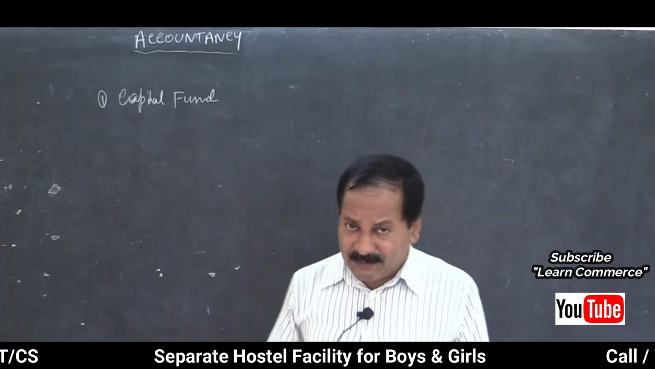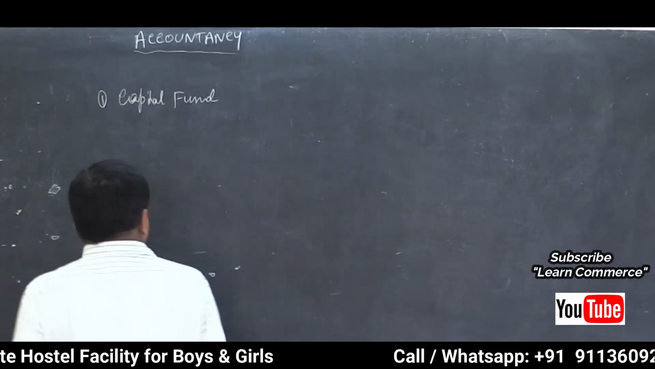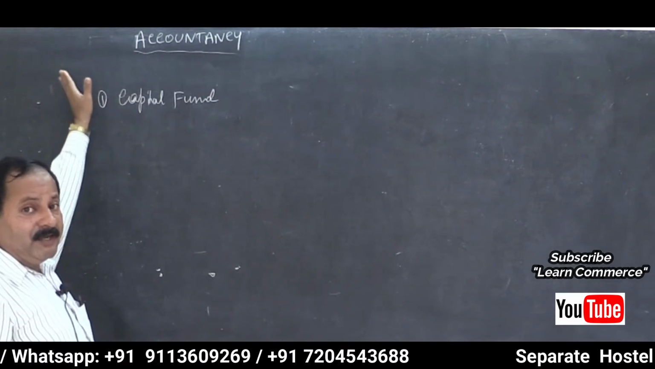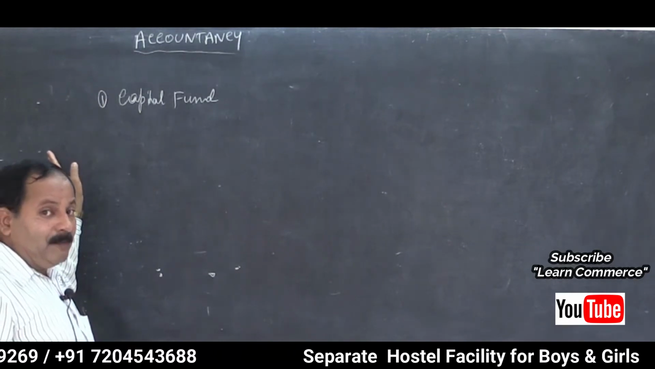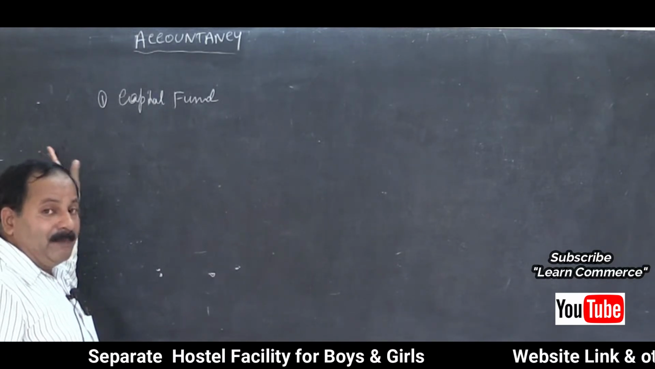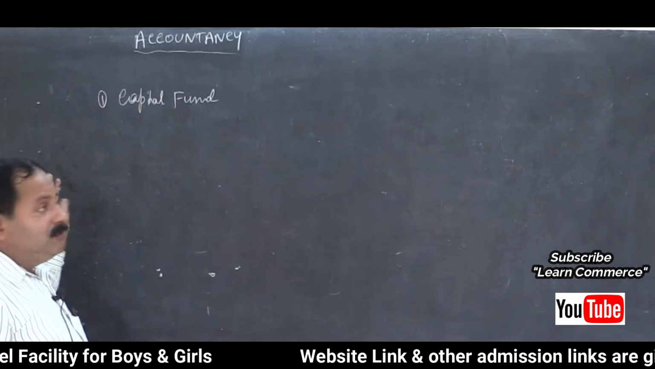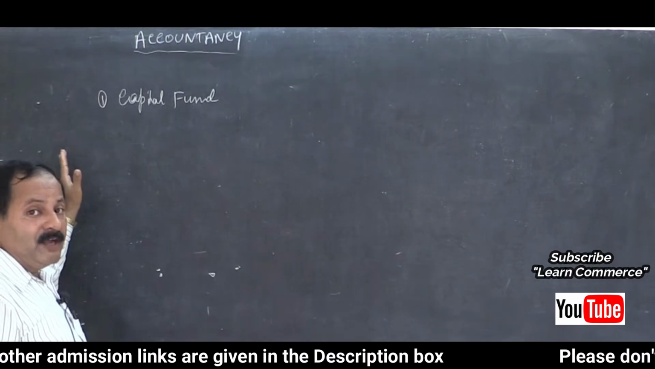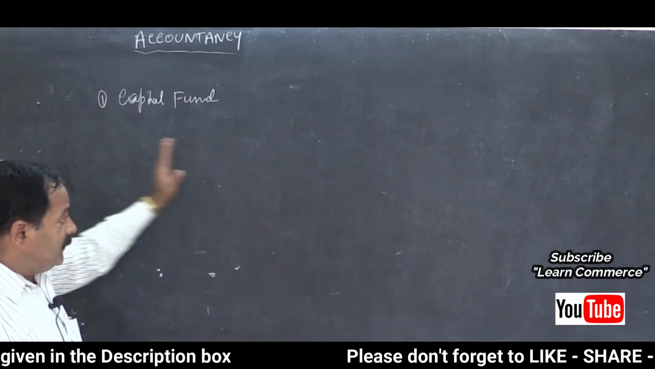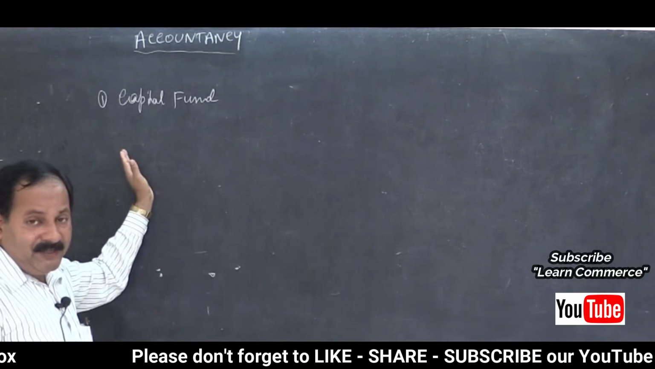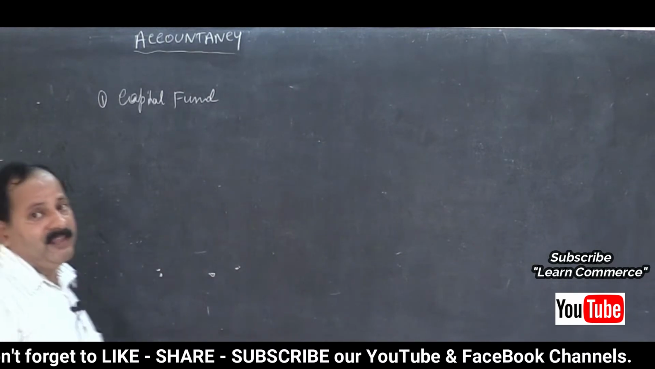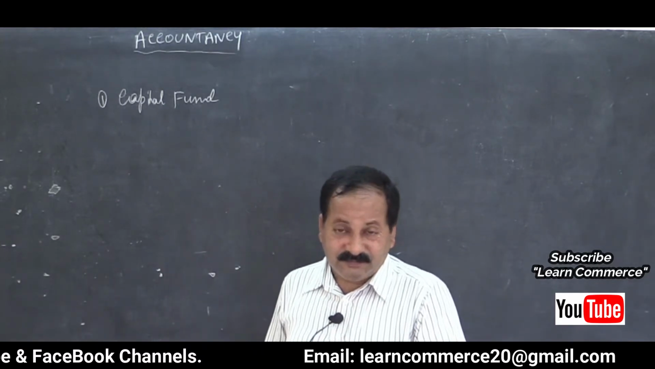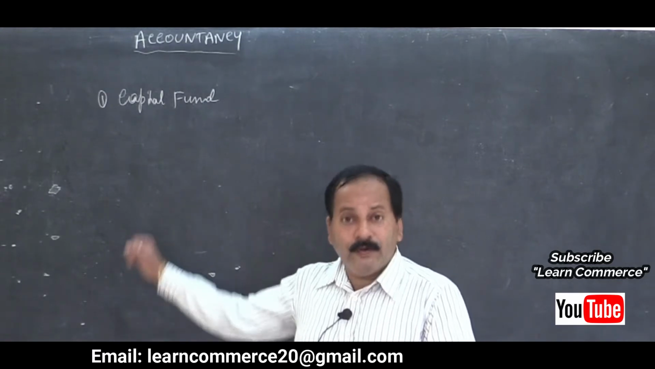Capital fund, in case of trading concerns, while preparing the balance sheet, you have come across on the liabilities side, you will enter all the liabilities, then you will write capital accounts. In case of partnership, capital accounts of partners, isn't it? You will write the final balance in partners' capital accounts. But here the difference between the total assets and liabilities is called capital fund. Capital fund, because we cannot call it capital account because it is of a not-for-profit organization.